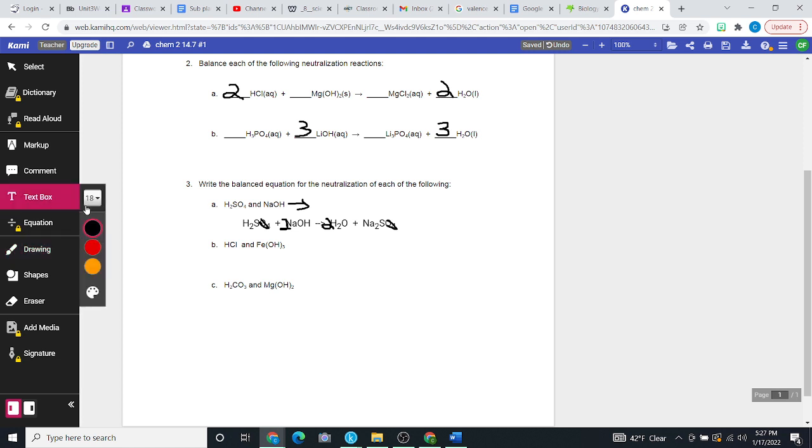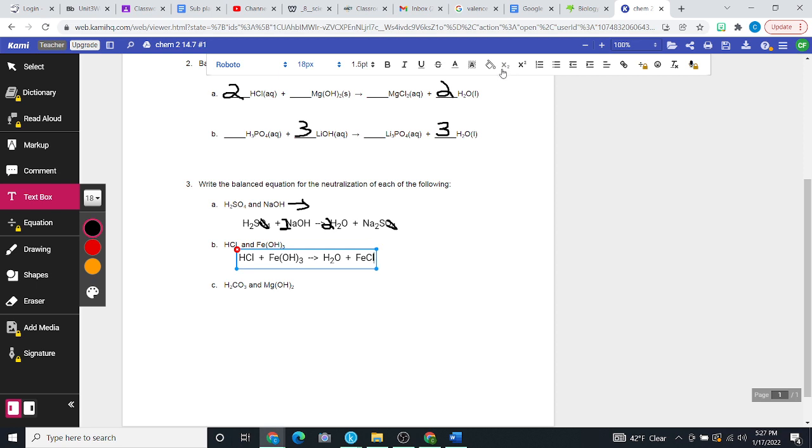All right, on B, we're going to write HCl plus Fe(OH)3. And once again, it is an acid and a base, so it's always going to be H2O plus my salt. In this case, it's going to be FeCl3. Now, I know it is 3 because I'm using this.